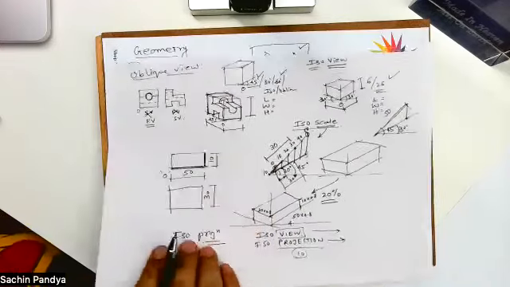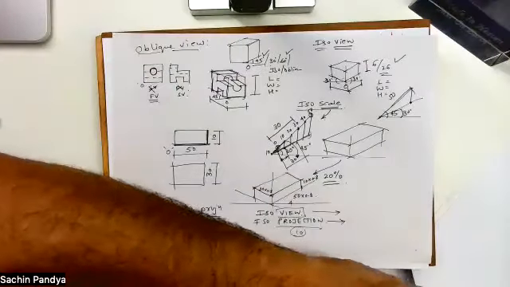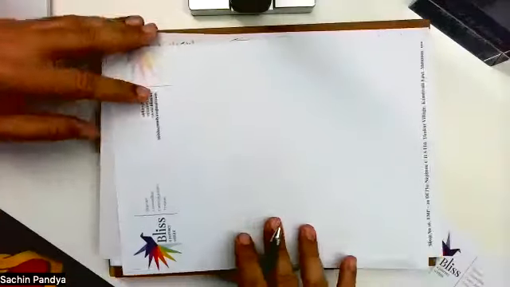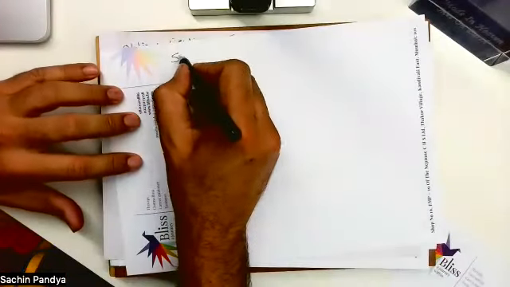Okay, so this is for isometric. Now we'll do section orthography. What all should we keep?